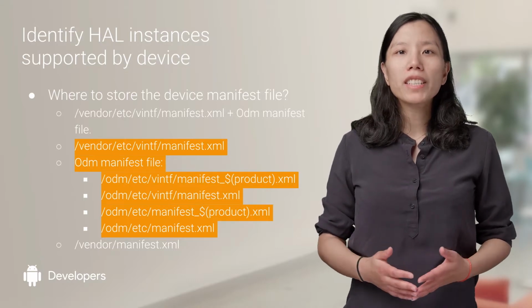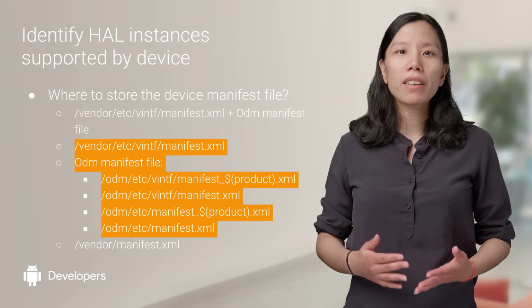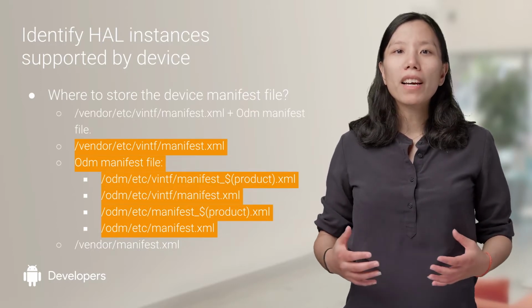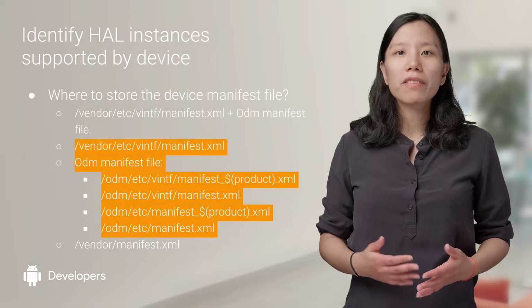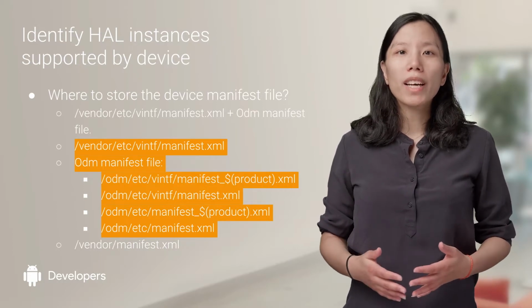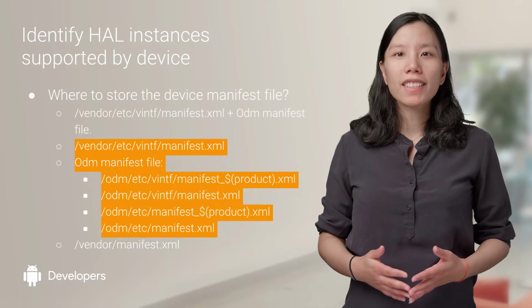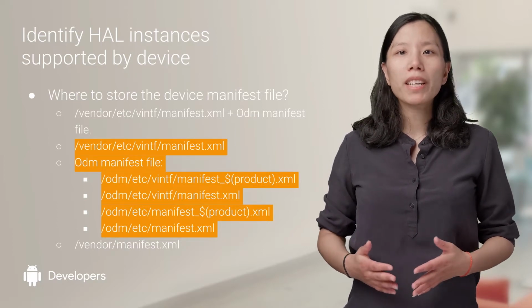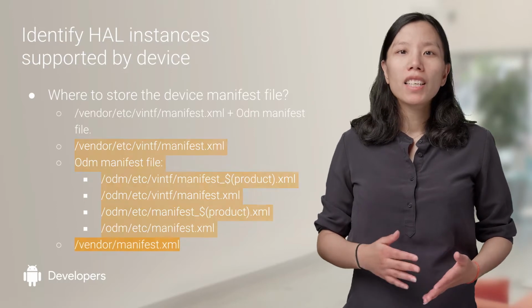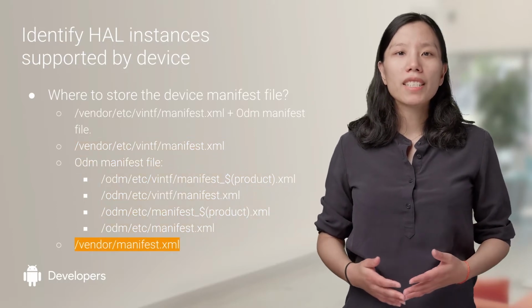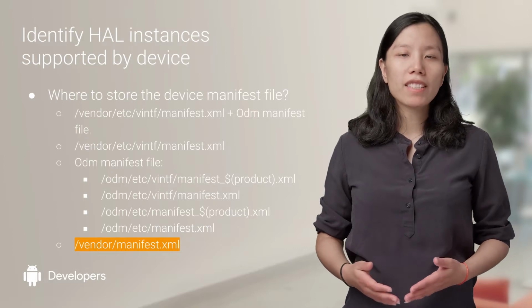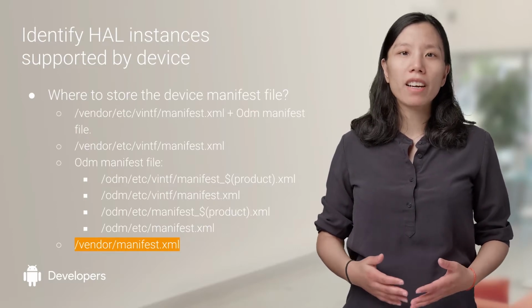If both the vendor manifest and the ODM manifest file exist, it merges them together by overloading the health in the vendor manifest with the one in the ODM manifest. If neither the vendor nor the ODM manifest file is found, it will fall back to checking the global device manifest file stored as vendor/manifest.xml.